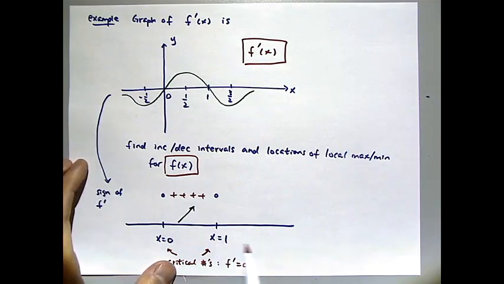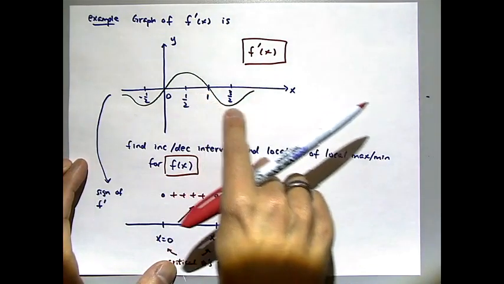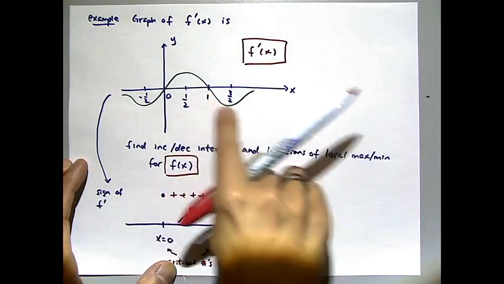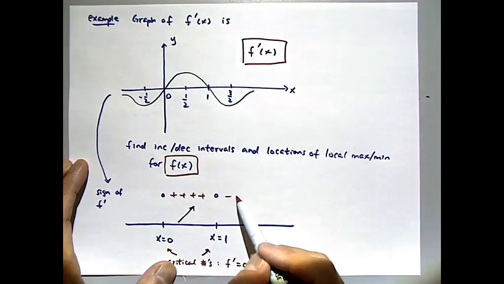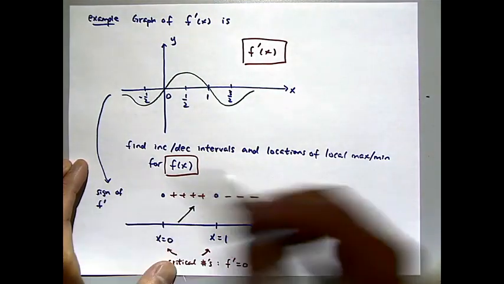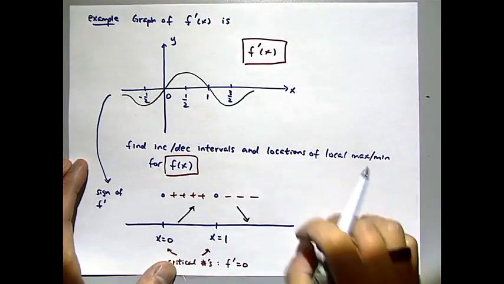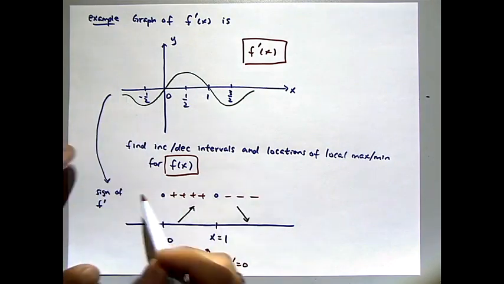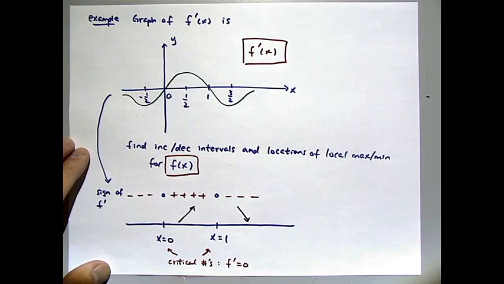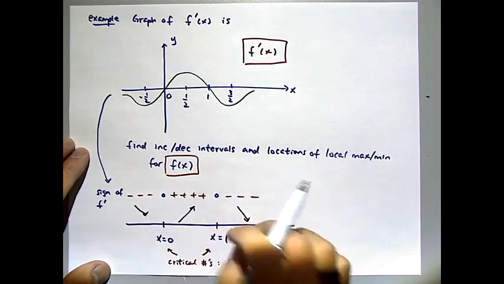To the right of 1, the function is always below the x-axis. F prime is always negative, so the function is decreasing on that interval. Same thing here. It's always below, so it's negative. Decreasing again.